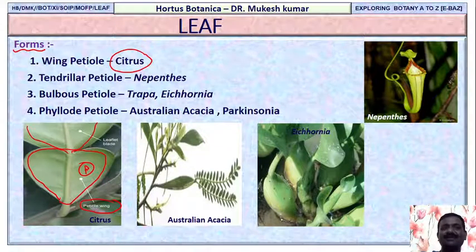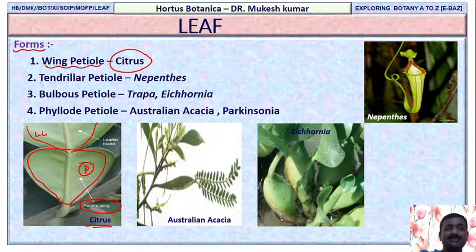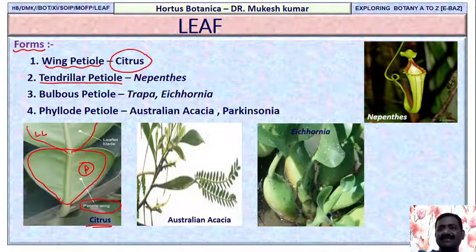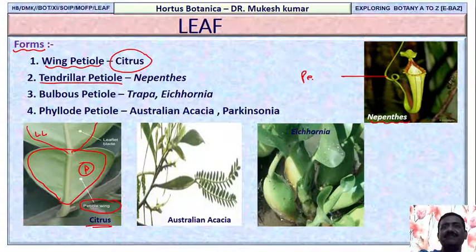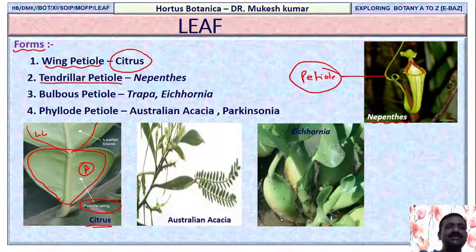This is the leaf lamina. And here you are finding a whole wing-like structure, and this is called winged petiole, very common in citrus. Second, it might be possible that the petiole is a tendril. See, in Nepenthes, the pitcher plant, an insectivorous plant, this is your petiole, and it is tendril-like in structure, so this is called tendrillar petiole in the case of the Nepenthes plant.